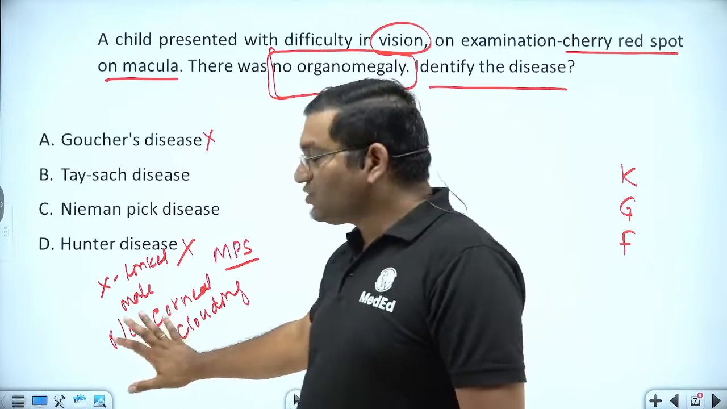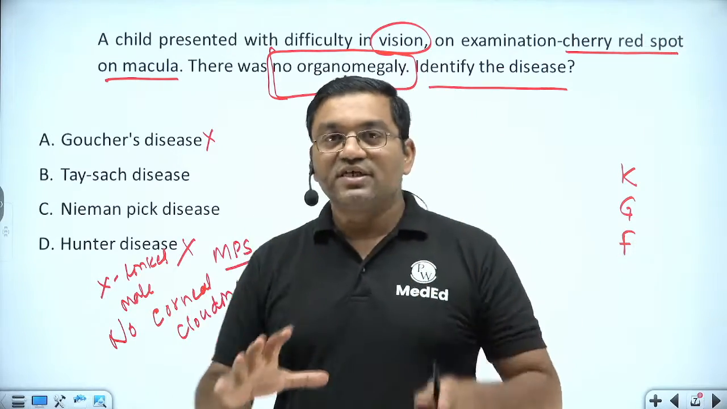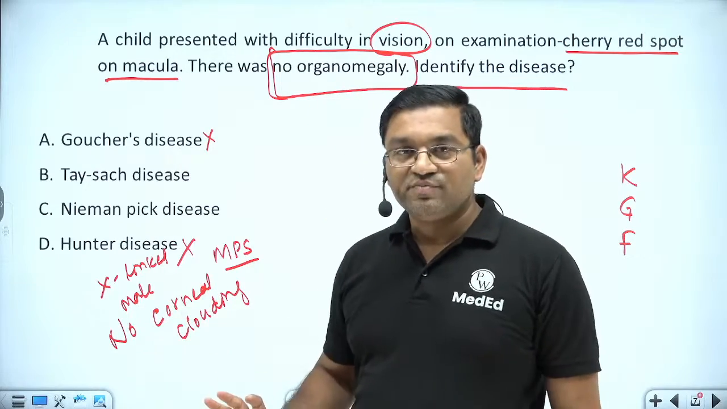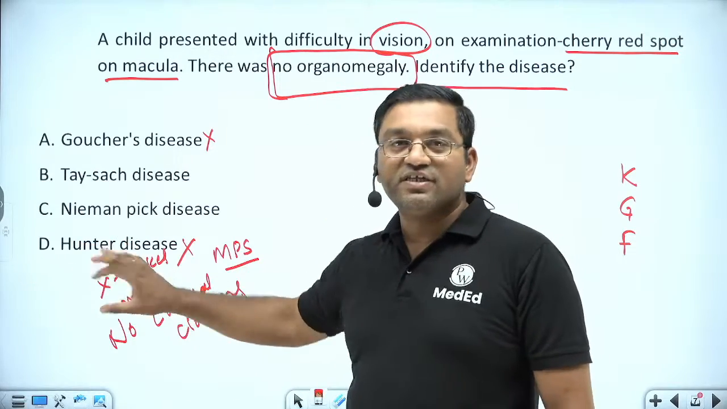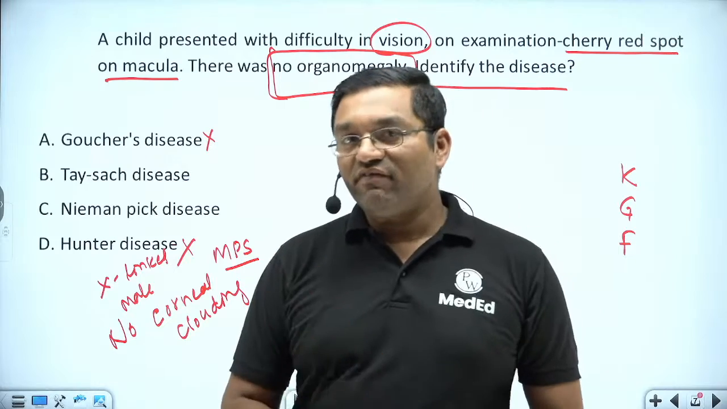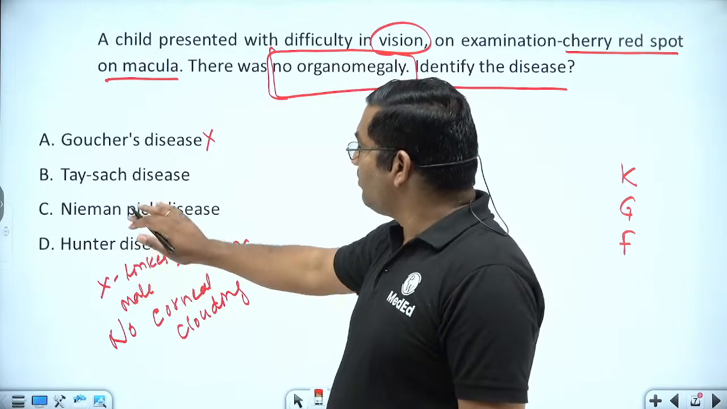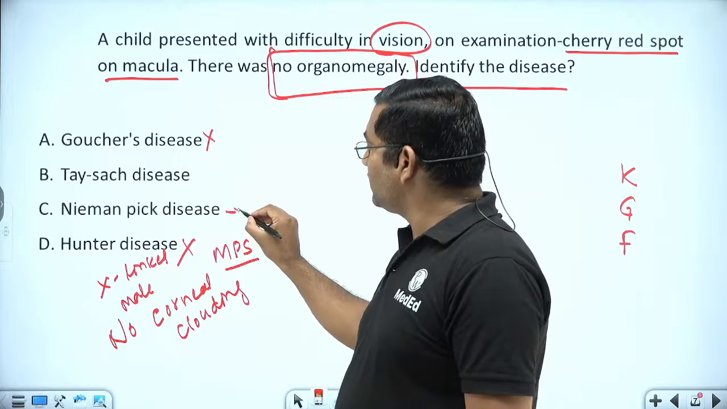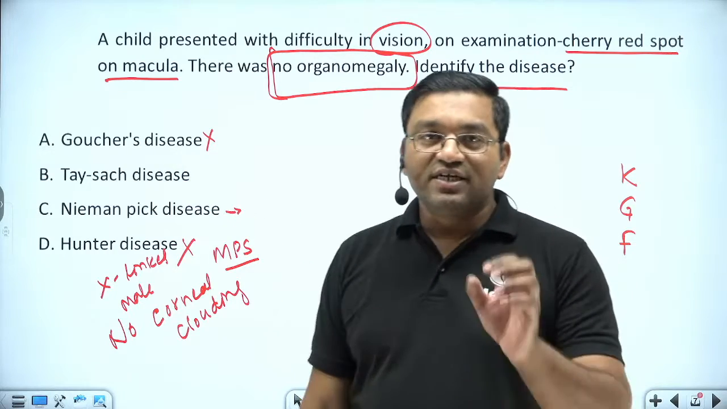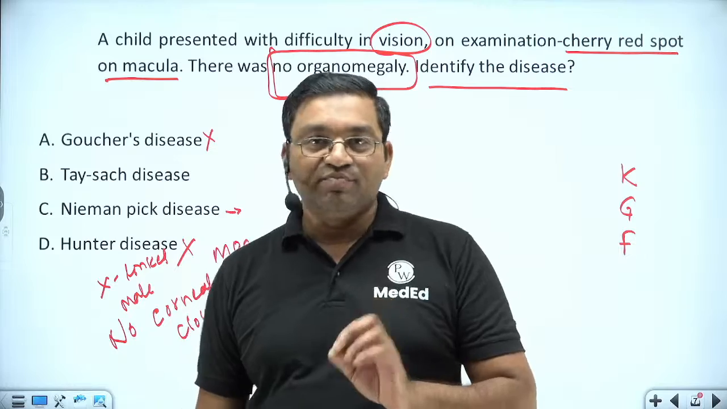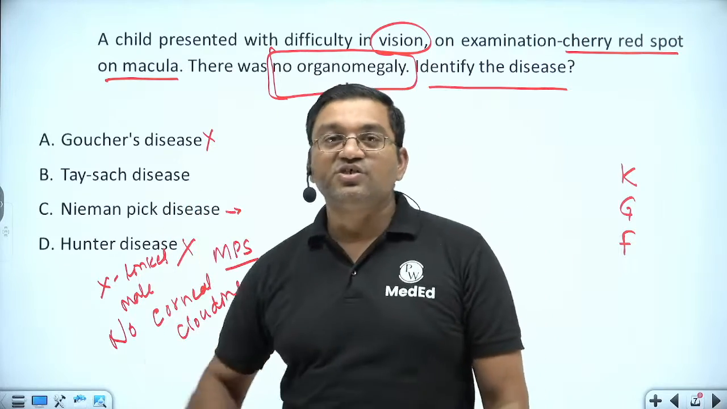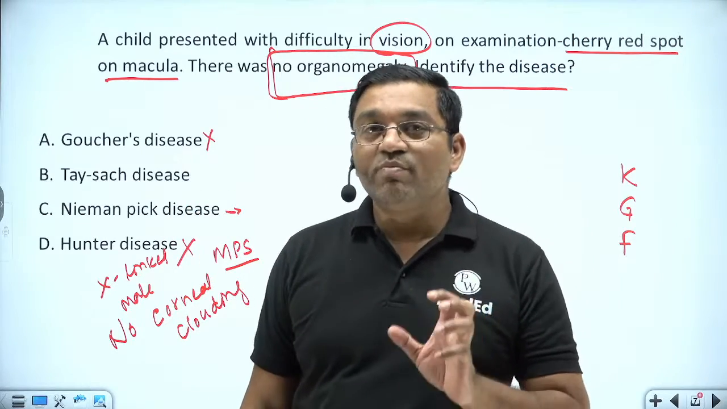And there is no corneal clouding. Vision is clear, meaning cornea is clear in Hunter disease, due to defect in the enzyme iduronate sulfatase. Okay, so this is Niemann-Pick disease. There is cherry red spot on the macula, and there is hepatosplenomegaly in Niemann-Pick disease. This is due to defect in the enzyme sphingomyelinase.